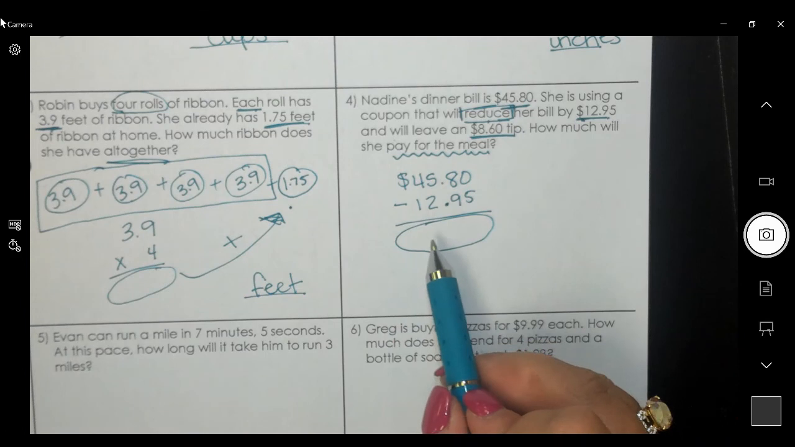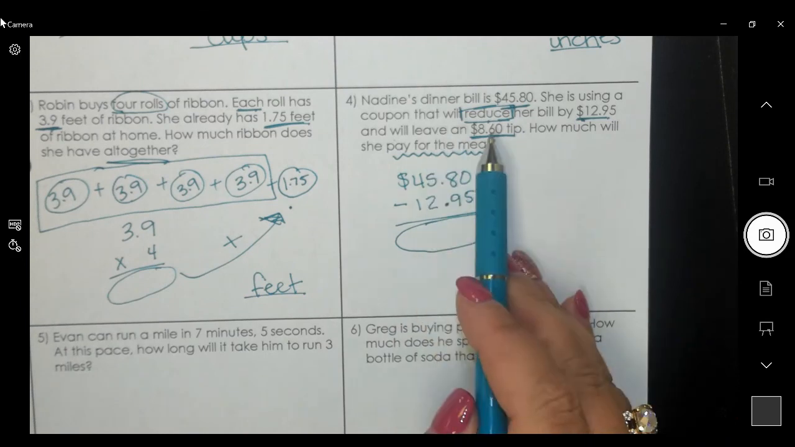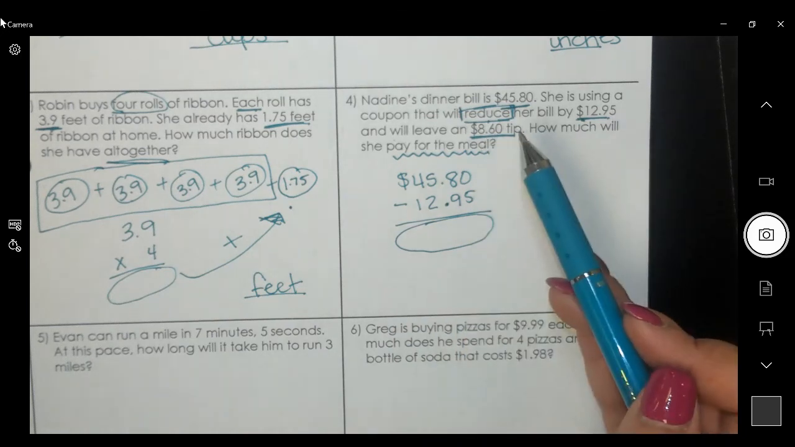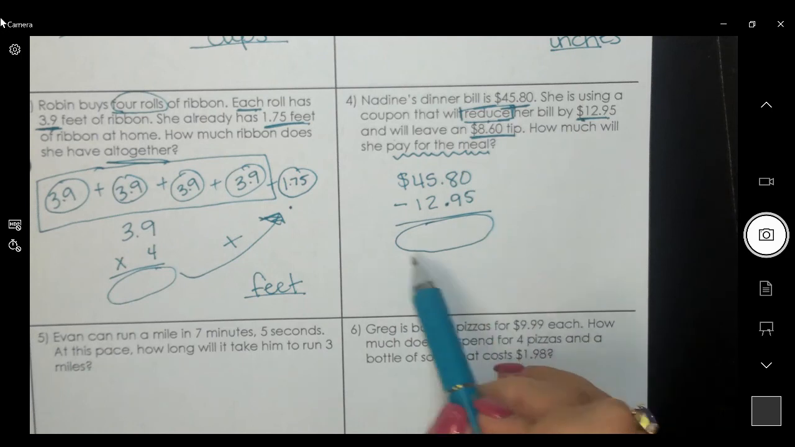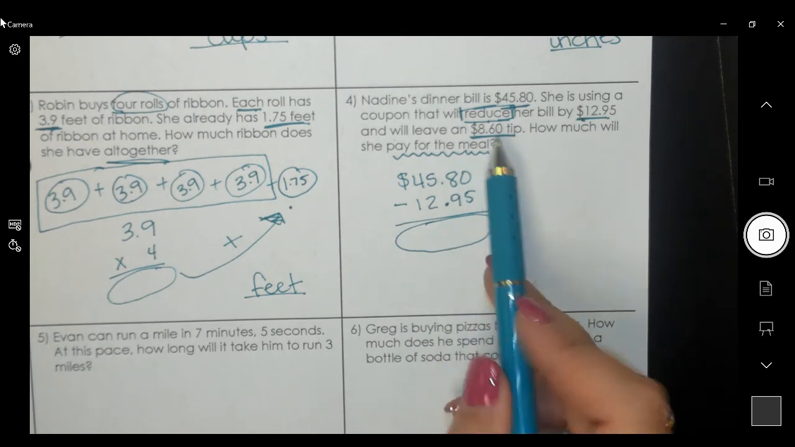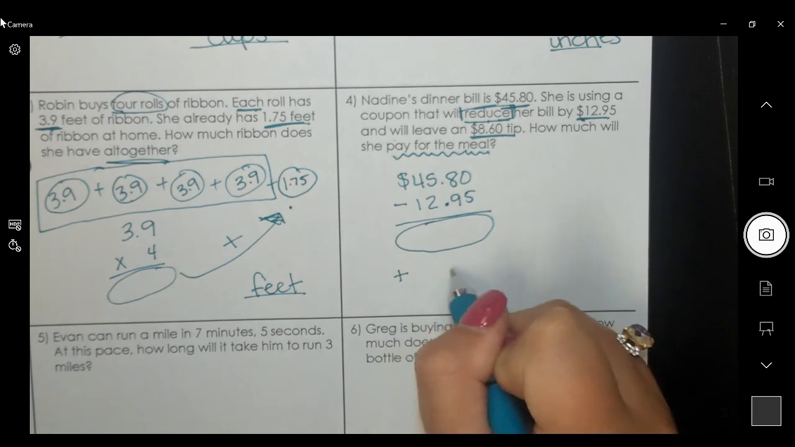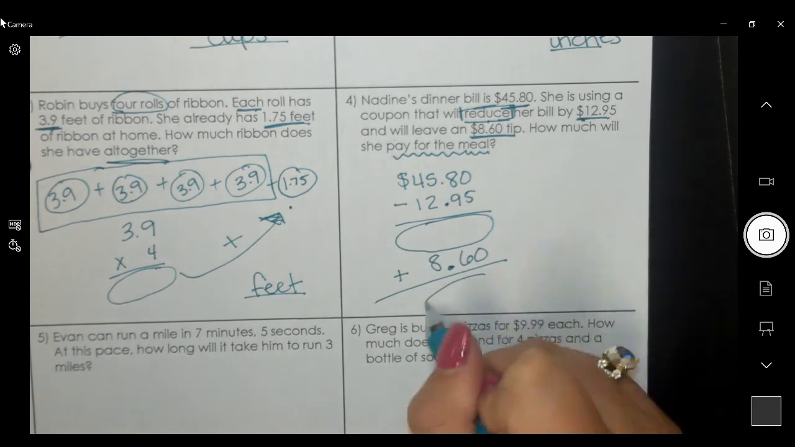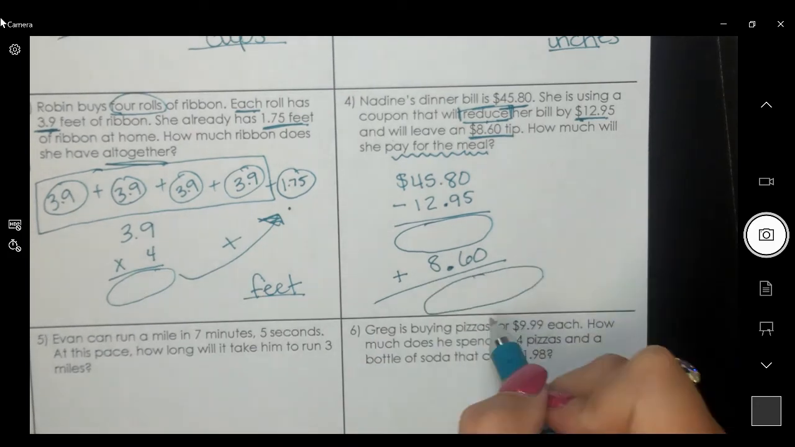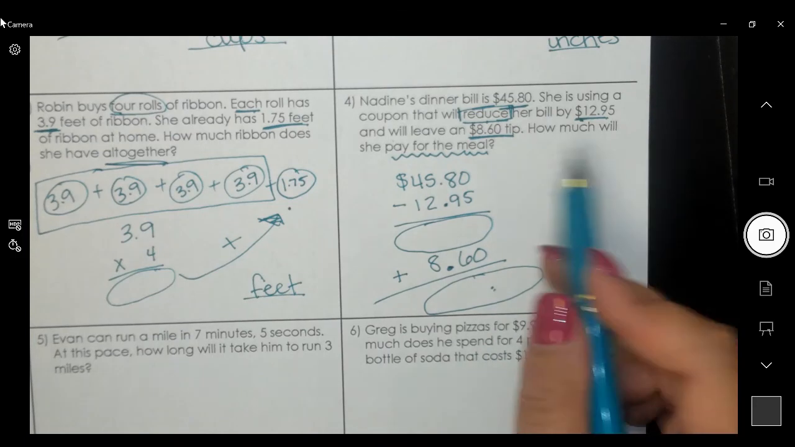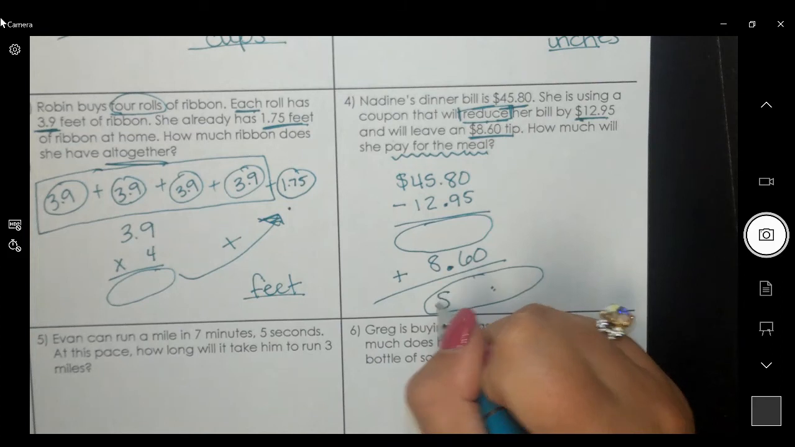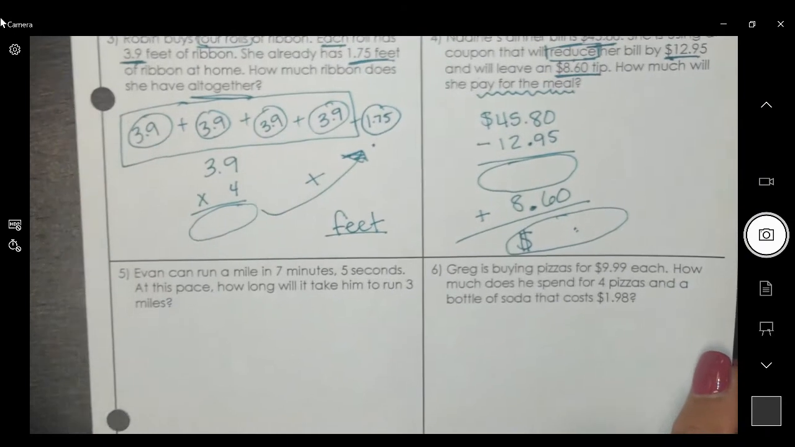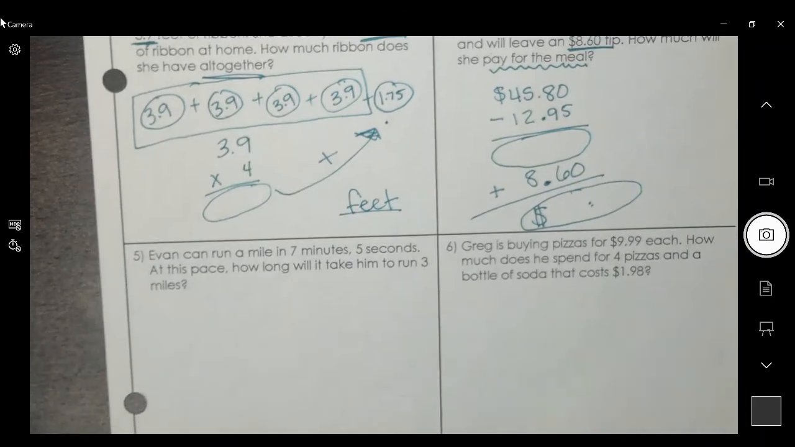But even with a coupon, you still need to leave a tip. So when you leave a tip, that's adding more money to the bill. So once we figure out after the coupon price, we need to go back and we need to add in our tip. So make sure you line up the decimal when you do that. Once you do that, you should have your final answer right here. Okay, and the unit of measurement is money, so you should have a money sign in front of your answer. Okay. All right, moving on to number 5.